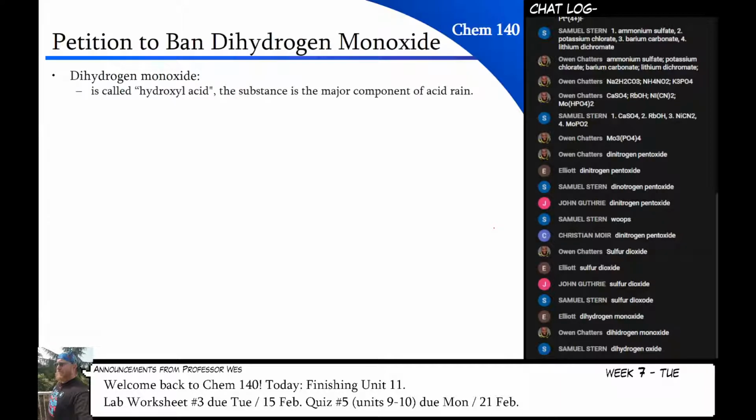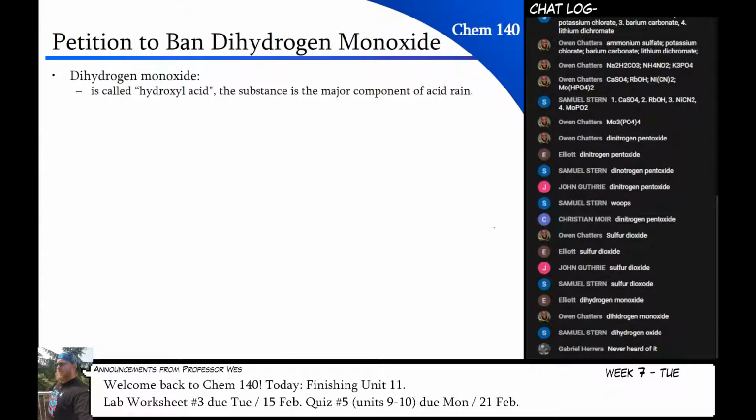The first one is that dihydrogen monoxide has a common name known as hydroxyl acid, and it is the major component of acid rain. Not only that, it's a major contributor to the greenhouse effect. Carbon dioxide is a bad greenhouse gas, but dihydrogen monoxide is so greenhouse intensive that it can trap heat extremely effectively. And it's just everywhere. We just don't care, I guess. It can cause severe burns if you're exposed to it, and if you breathe it, you will die. These are all true facts about dihydrogen monoxide.